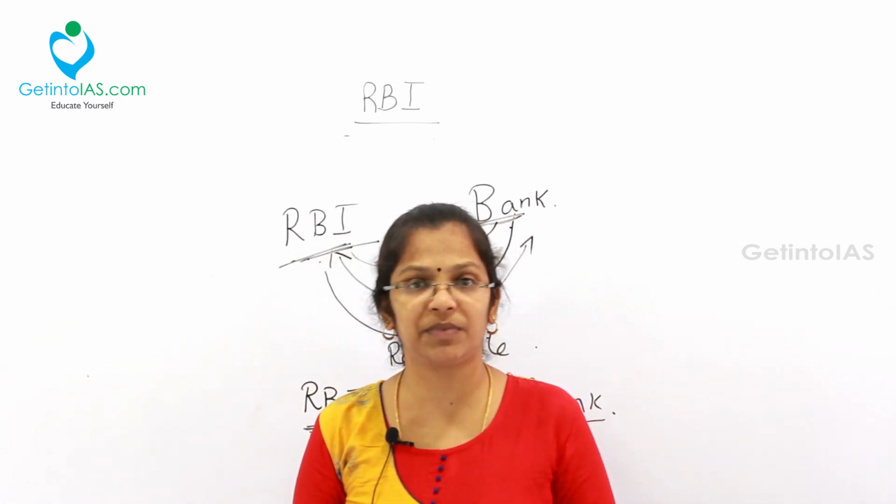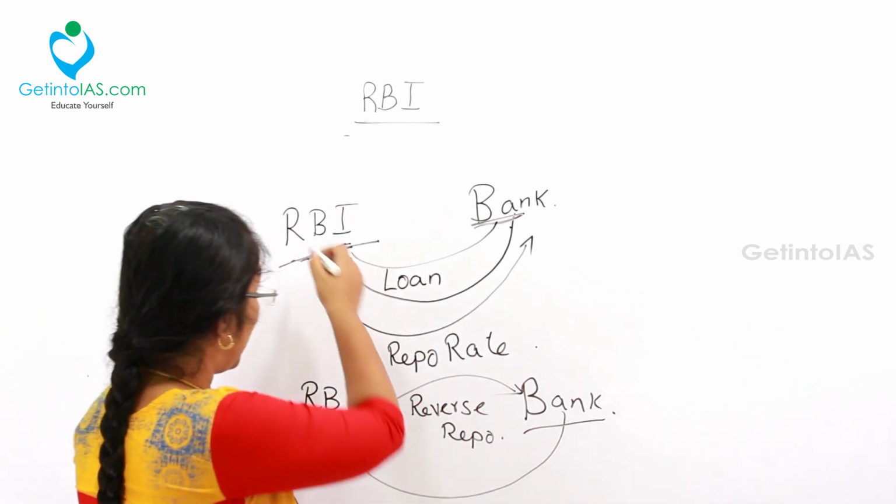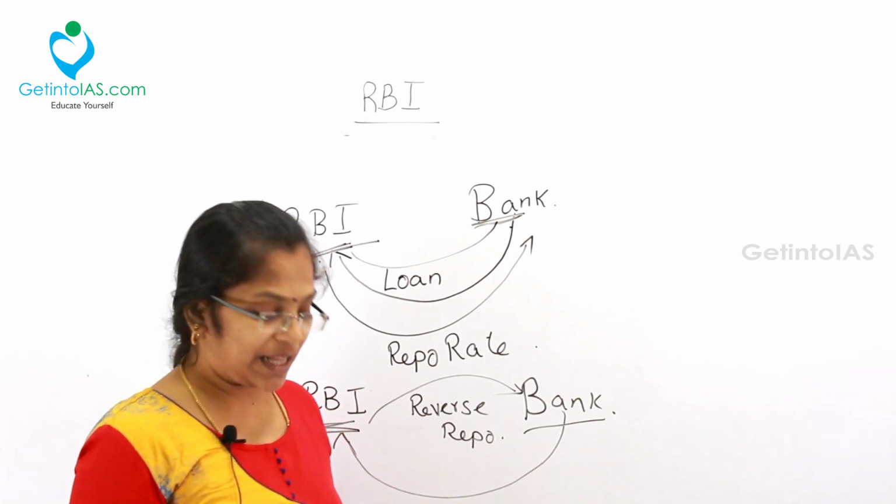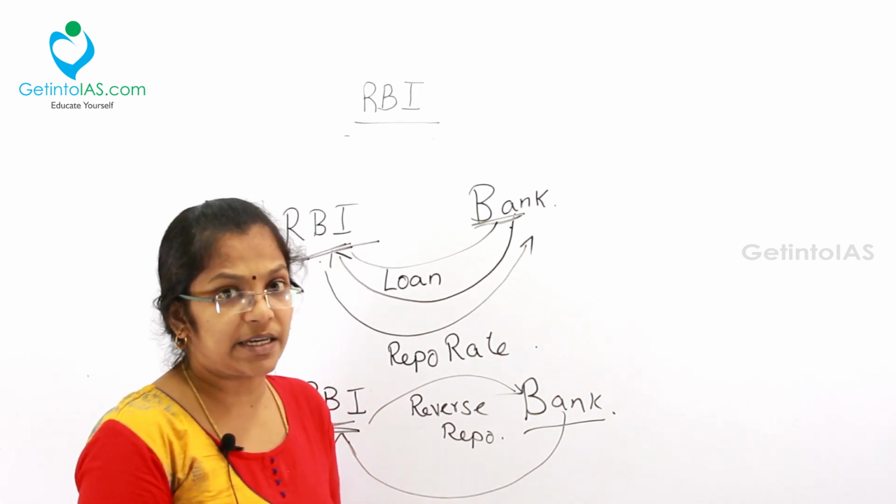Okay. There is also something called MSF. Apart from repo rate and reverse repo rate, which we have seen, the next instrument, that is the third instrument, is MSF, Marginal Standing Facility. This is another monetary policy instrument created by RBI in 2011. See, it is the rate at which the banks are able to borrow money from RBI against the government approved securities. Okay, against the government approved securities.